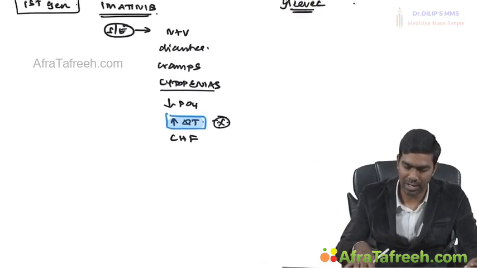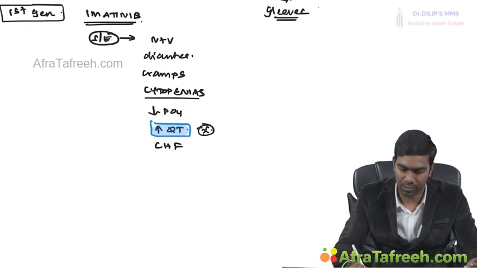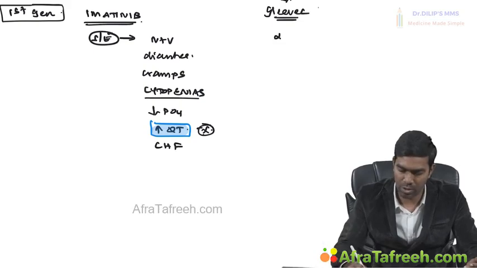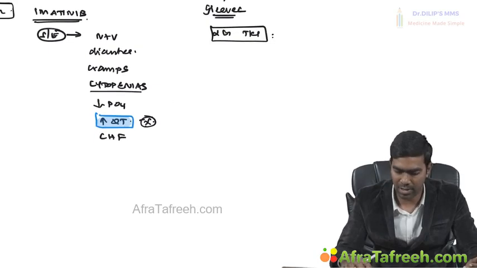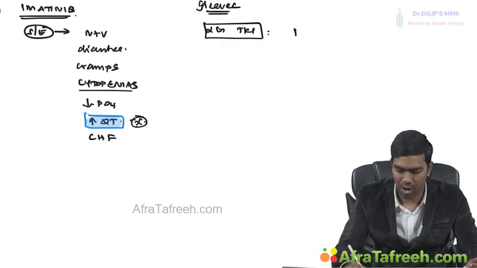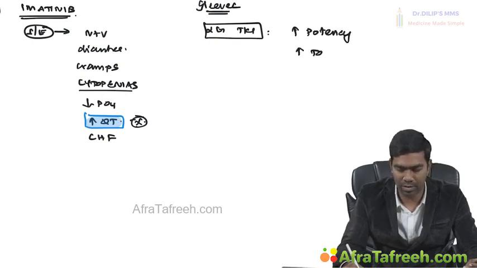Then you have the second generation TKIs that came. You can write simply 2G TKIs, second generation tyrosine kinase inhibitors. These second generation tyrosine kinase inhibitors all have increased potency, all right, but have very high levels of toxicity also.